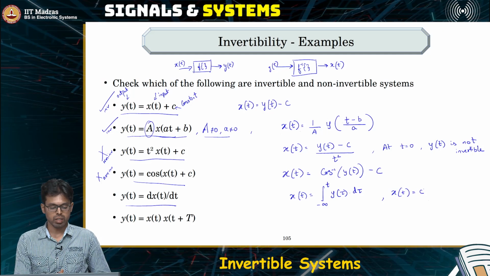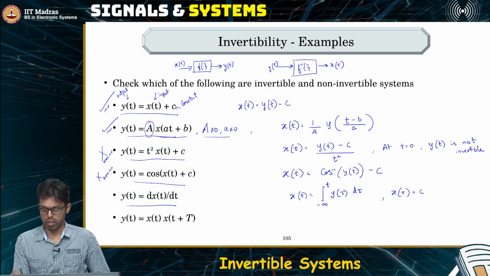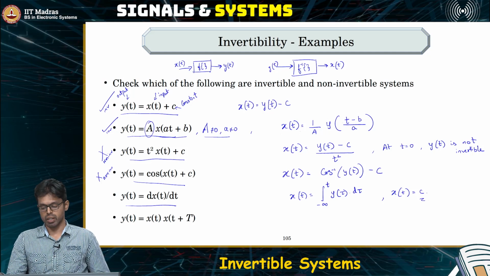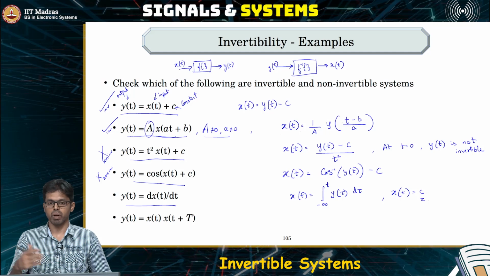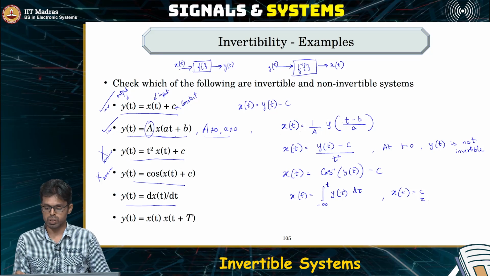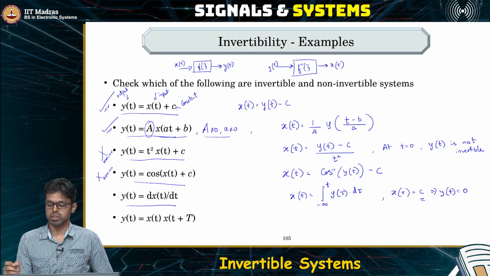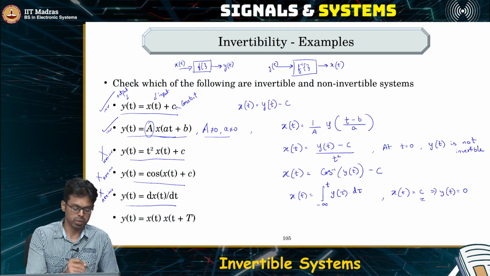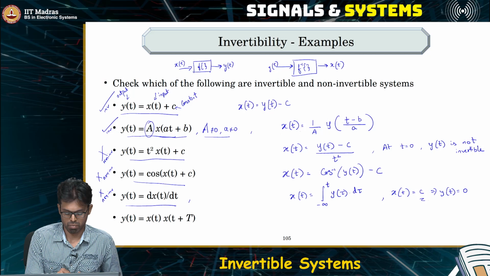If x of t is a constant, then the output is 0 always. The derivative is 0 always, no matter what the constant value is. If c is equal to 10, the constant value will anyway become 0 after taking the derivative. So if c is equal to 100, it will still be 0. If c is equal to minus 120, after taking the derivative, this value is always 0, which means you will not be able to find out what the value of c was which gave this output. So this is also not an invertible system, which makes the integration operation also not an invertible system.